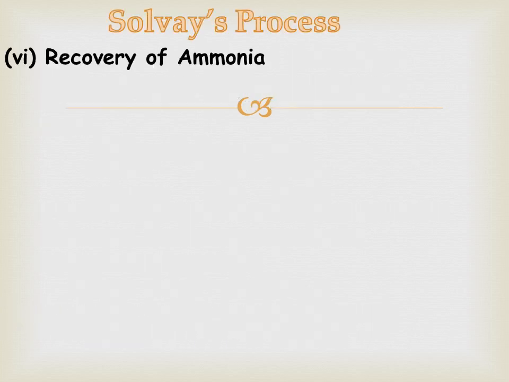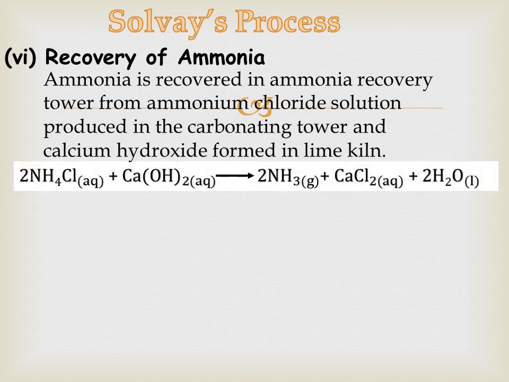So you proceed towards the ammonia recovery tower. As you know, in the raw material you are using ammonia, and this ammonia is used in the first step where it is treated with NaCl, that is brine, to prepare ammoniacal brine, if you recall the first step.